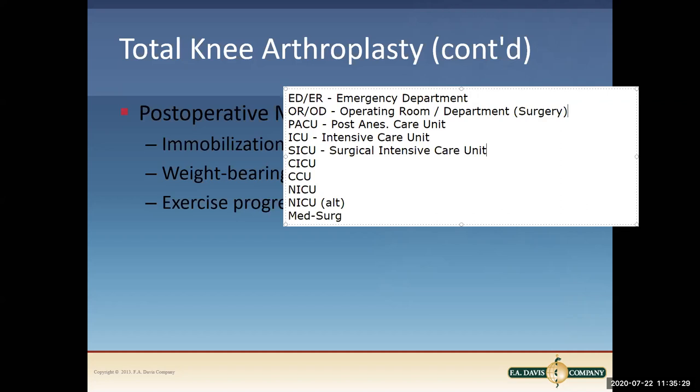What's CICU? Yeah, cardiac intensive care unit. So again, these are patients who had a heart attack. Maybe they've had heart surgery, but they're not good enough to go to the CCU, which is the cardiac care unit.